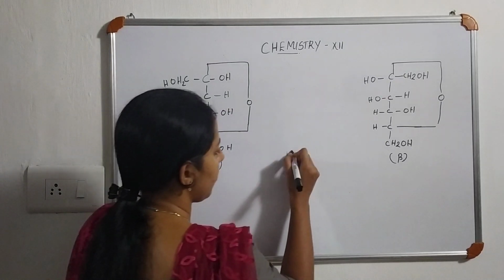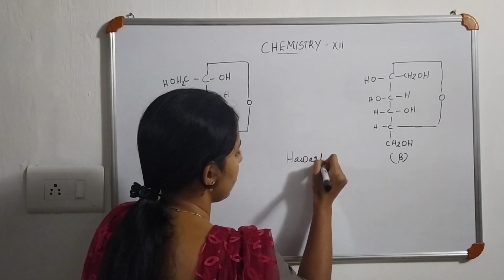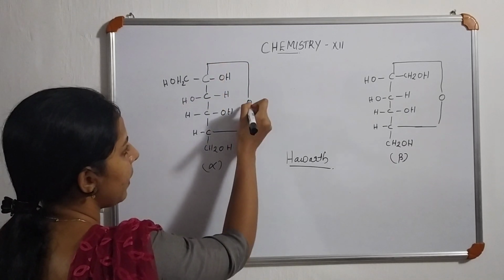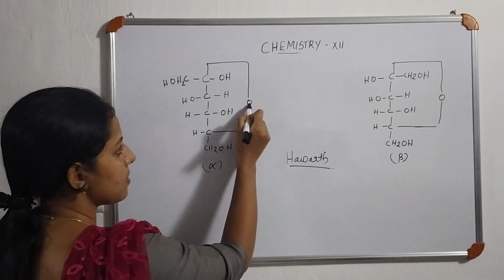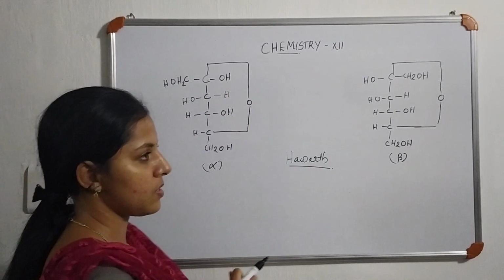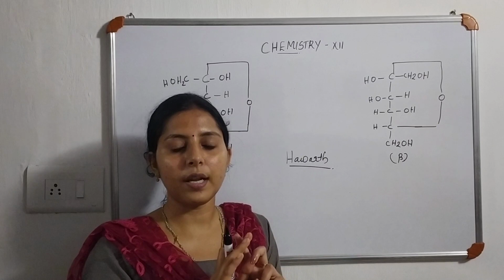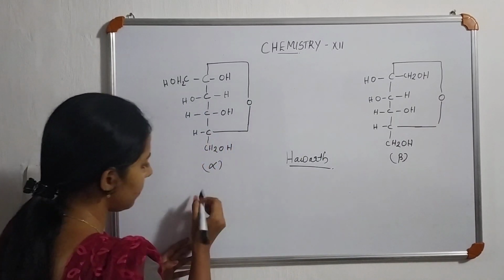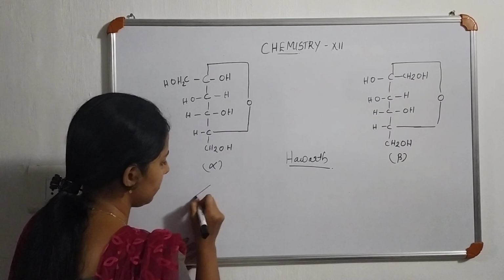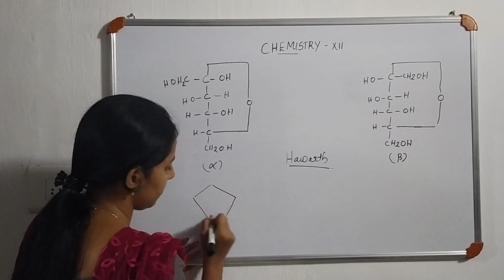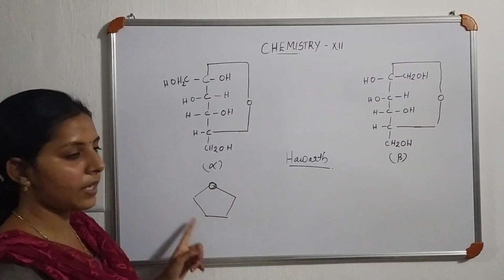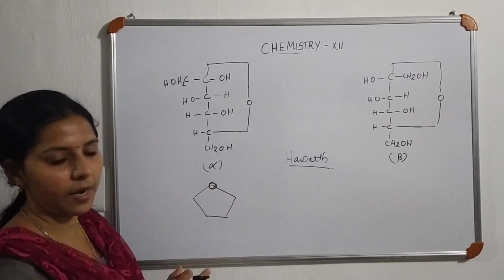Haworth structure. Here, this cycle is formed by 5 atoms: oxygen, carbon, carbon, carbon, carbon. So 4 carbon and 1 oxygen. So the ring contains a total of 5 members. So we draw a 5-membered ring with an oxygen atom. All the other corners represent carbon.